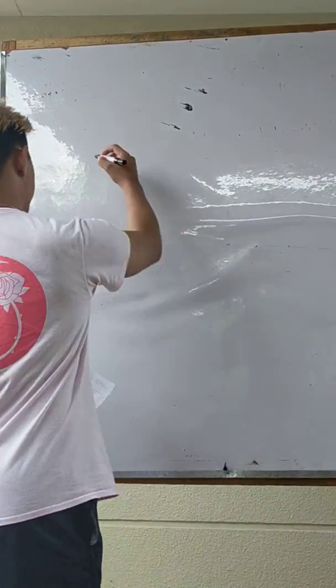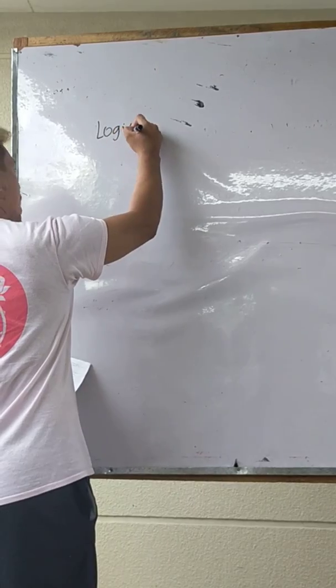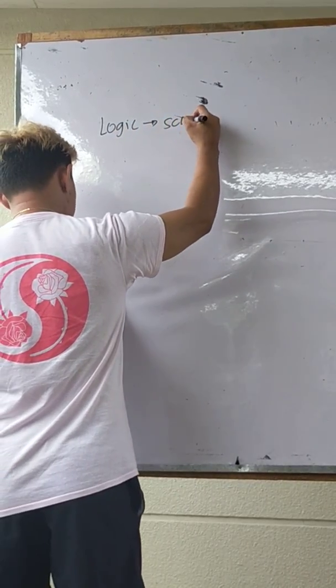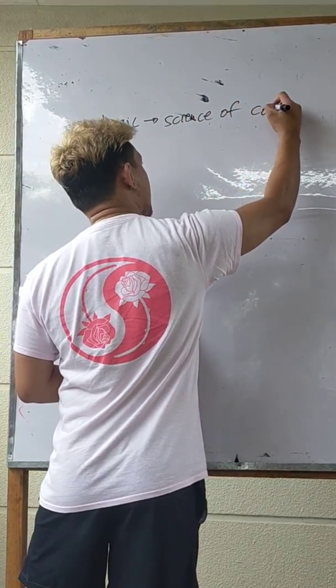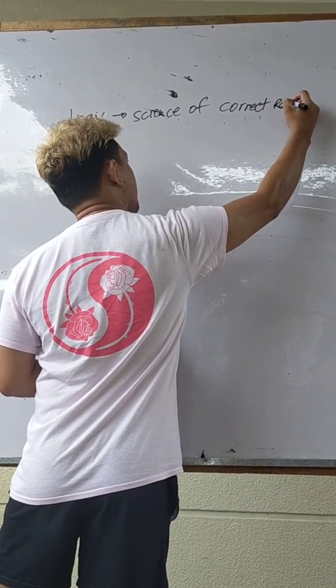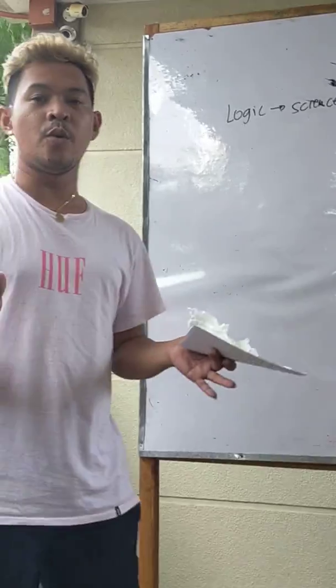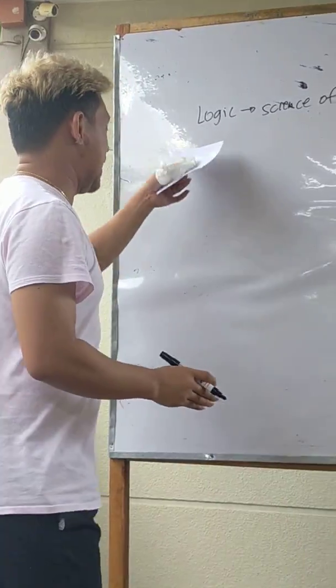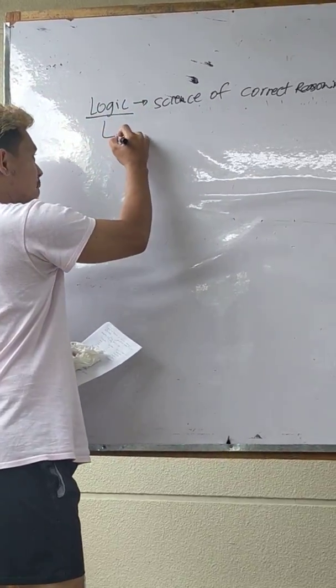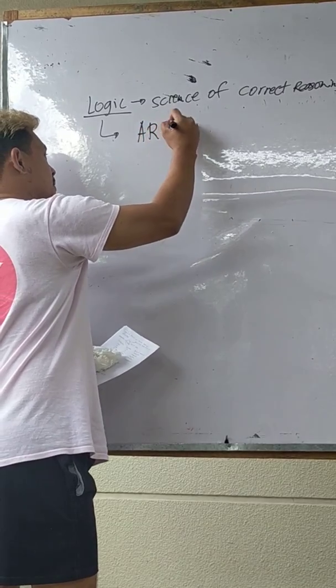Our lesson about logic. We have logic. Logic is the science of correct reasoning. And the one who is famous in this subject or in this matter is Aristotle.